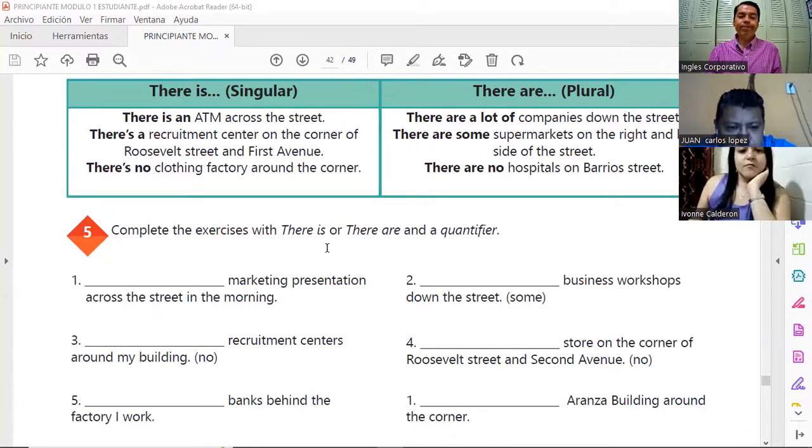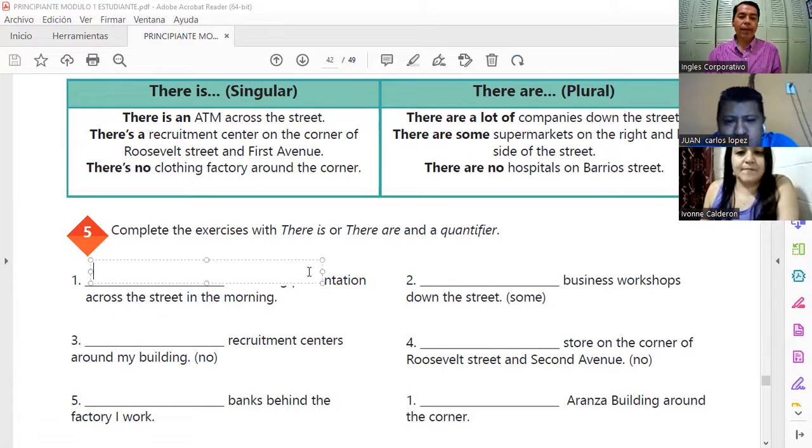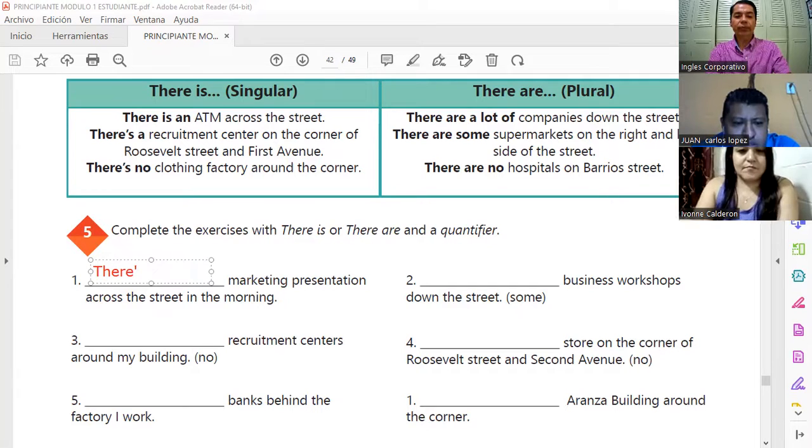Number one, it says, marketing presentation across the street in the morning. So what do you think? Is there is or there are? There is. We're going to copy. There is, right? Can we say there's? Yes or no? Contractions? Yes, right? Yes, there is a marketing presentation across the street.